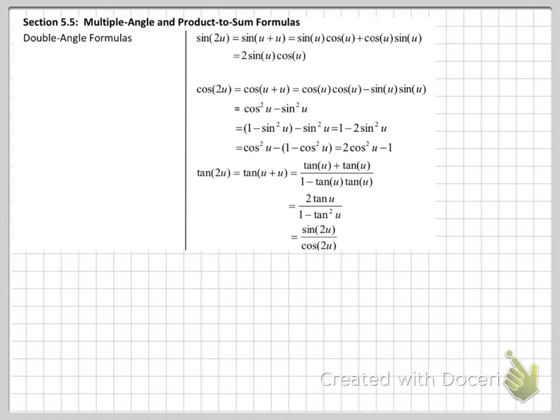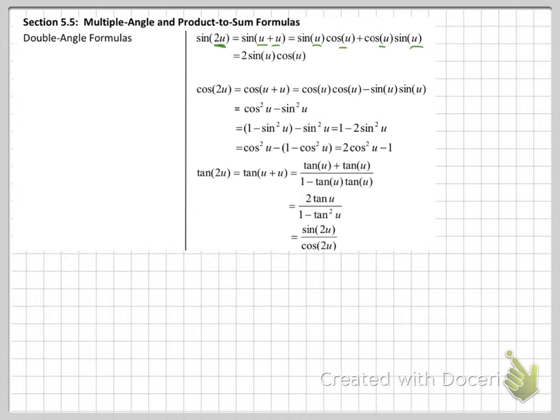Okay, moving on to double angle formulas. So our double angle formulas come from the sum formulas, right? So we know sine, cosine, cosine, sine. If you expand 2u to be u plus u, then it's sine, cosine, cosine, sine, and the symbol is the same in the middle.